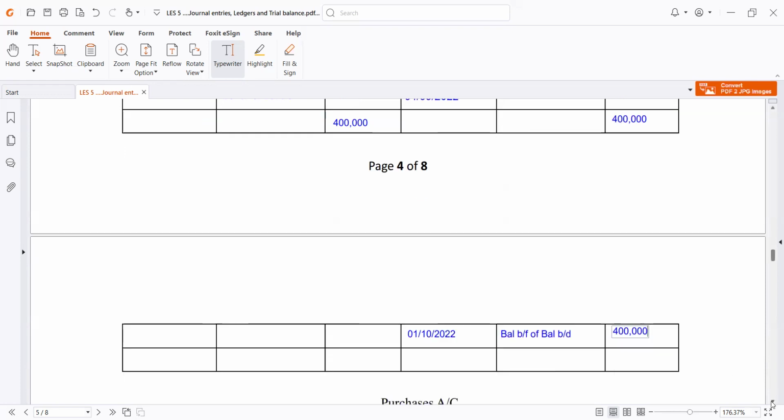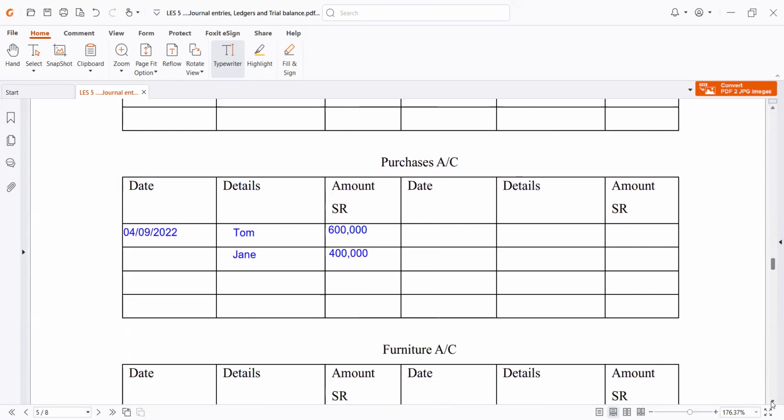Then we proceed to purchases account. So for purchases account, we have this one. Let me include the date, 04/09/2022. That is for Jane's account. So these two, add them together. You have 1 million on this side. So write 1 million.